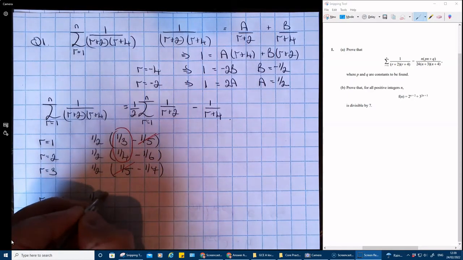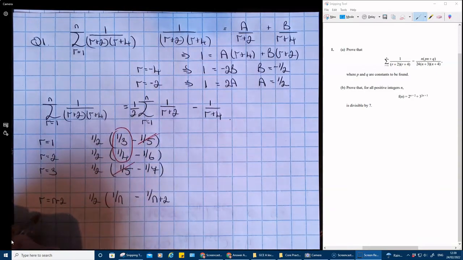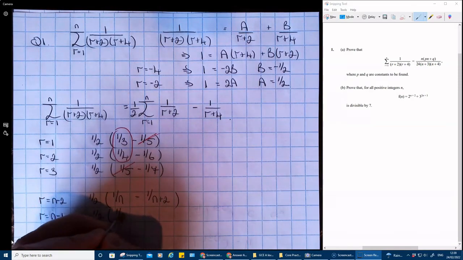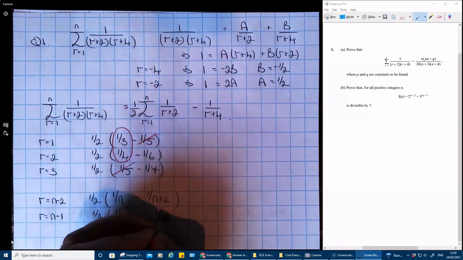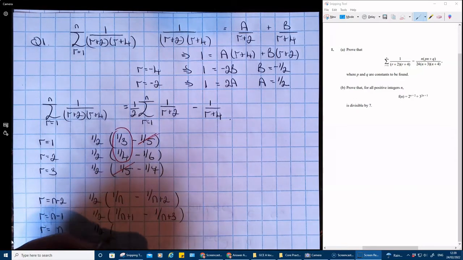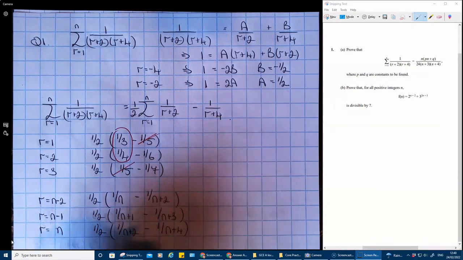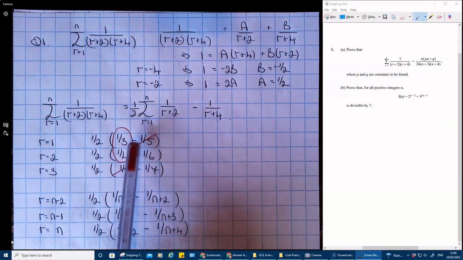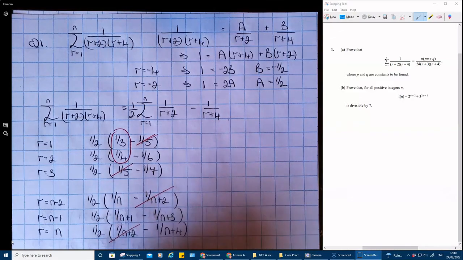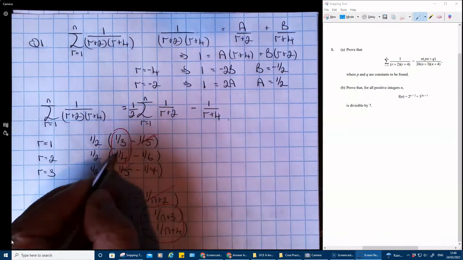So I only really need n minus 1 as well, n minus 2, sorry. I get a half, 1 over n plus 2, r equals n minus 1, I get a half, and r equals n, 1 over n plus 2. Okay, so because the cancelling occurs diagonally, I know this one cancels with this one, which I can see. This would have cancelled and so on. So I'm left with those two and those two.